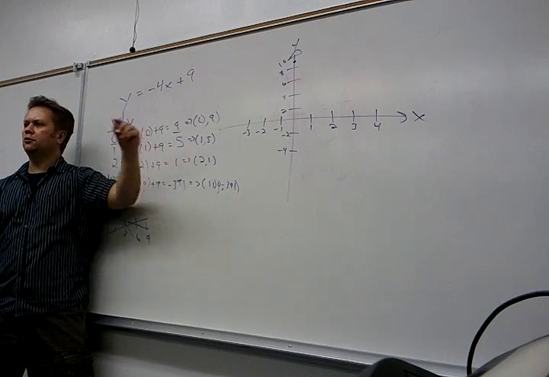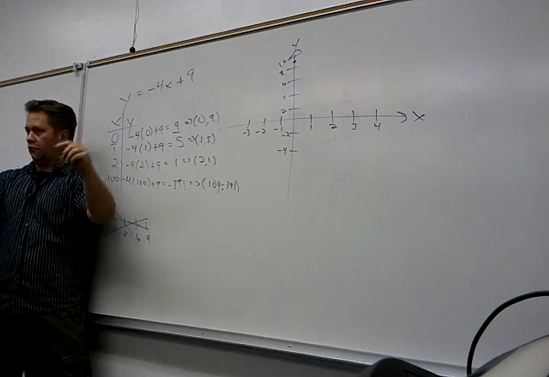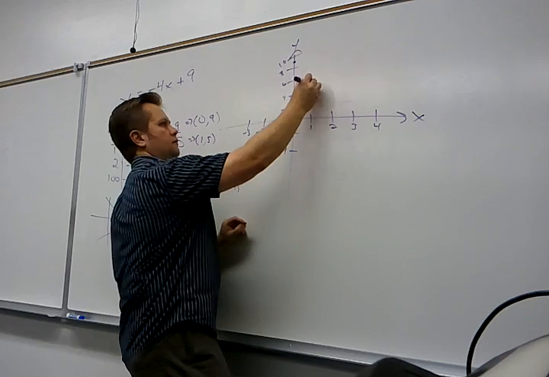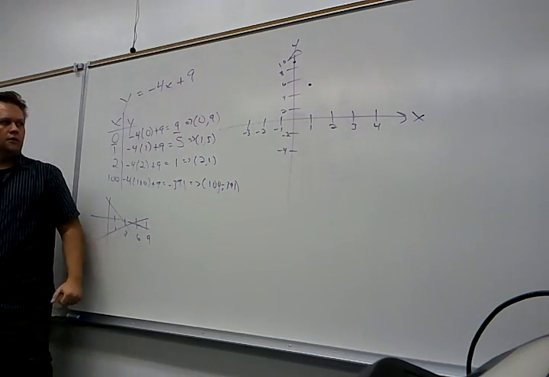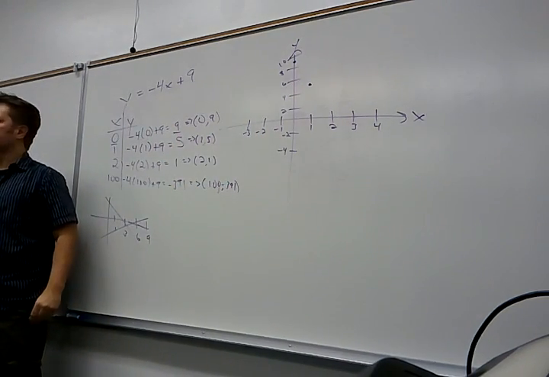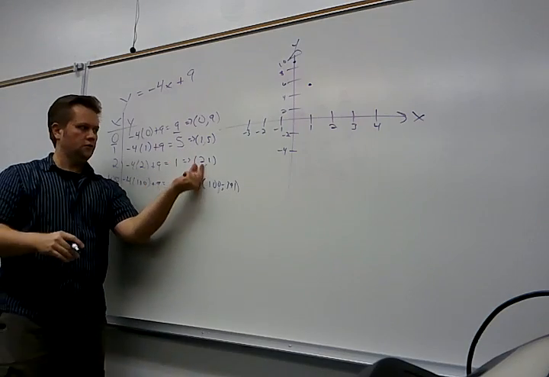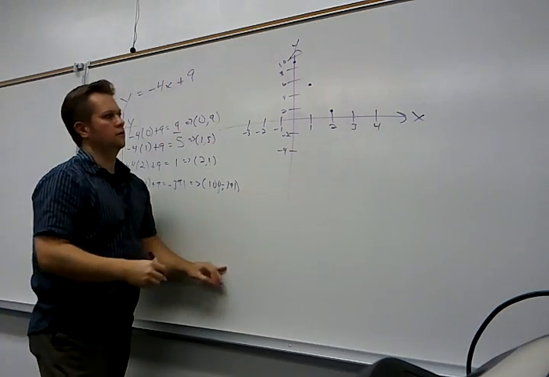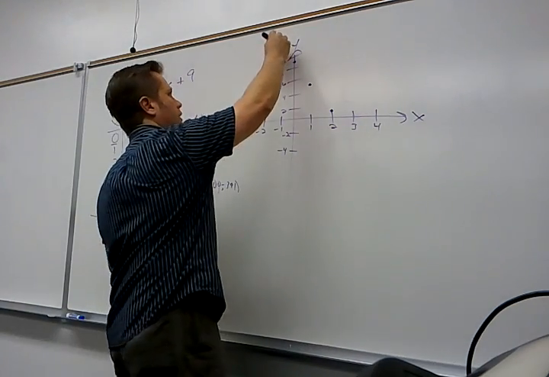So 1, 5: I move to the right over 1, and then up 5. 2, 1: over 2, up 1, and so forth, forever. So then here's my line.